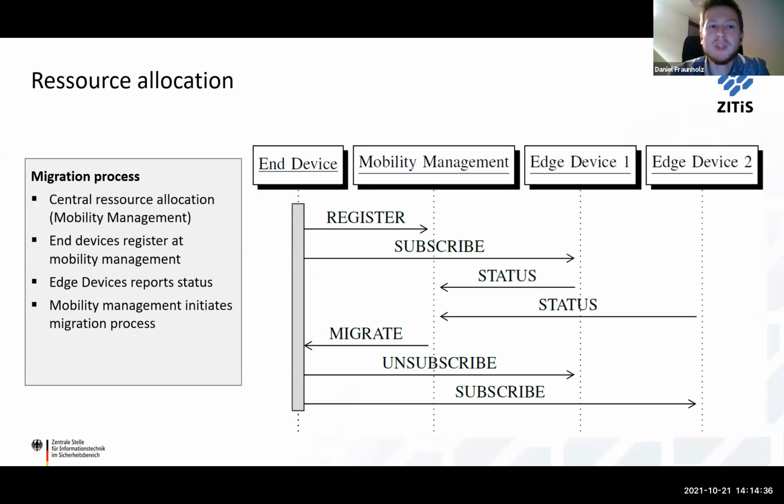So that's our testbed, and then how we allocate resources in this testbed. Now the mobility management comes into place. The idea here is that the end devices, which in our experiment is the mobile phone with the camera application, registers at the mobility management. And the mobility management collects status reports from the edge devices just to know what is the load on each edge device and how is the network connection to the edge devices. Based on these status messages, the mobility management might decide that the task of object detection from the end device should migrate from one edge device to another. If this is decided by the mobility management's logic, then it will send a migrate message to the end device, which will then unsubscribe from the currently connected edge device and will then subscribe to the new edge device. So that's the protocol for task migration that we implemented.